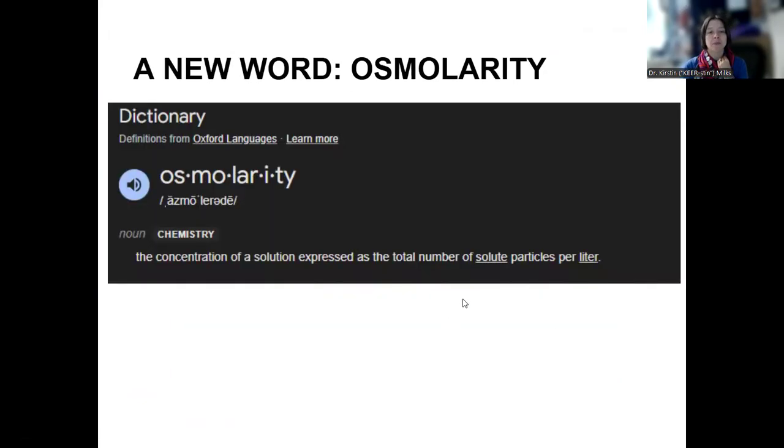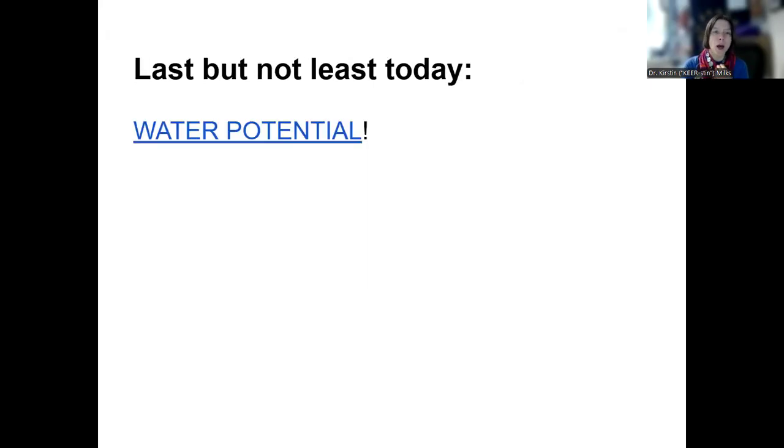So I'm going to teach you a new word. That new word is osmolarity. That's the concentration of a solute expressed as the total number of solute particles per liter. 6.02 times 10 to the 23rd particles is 1 mole. So we talk about moles per liter. We're talking about osmolarity. Remember, solute is the dissolved stuff in a beaker, and the solvent, in our case, is always water for biology. So with that in mind, I'm going to show you the water notes here.